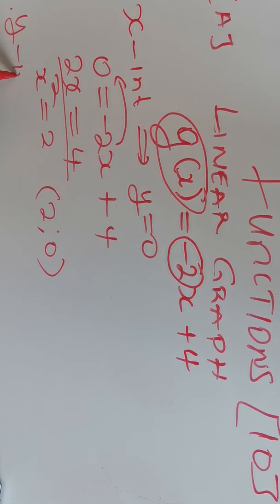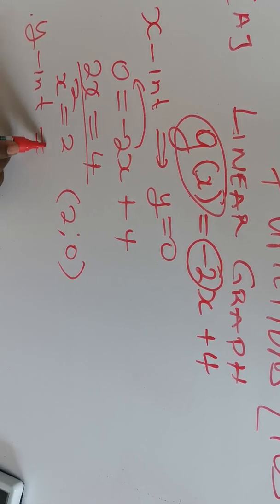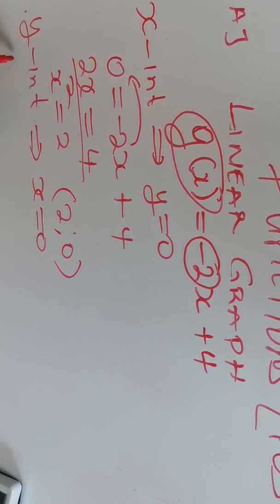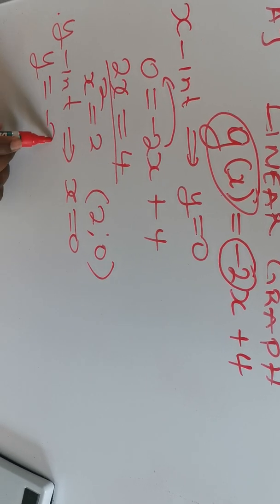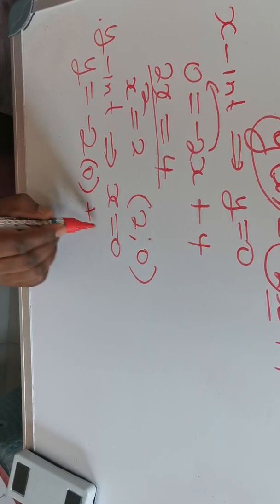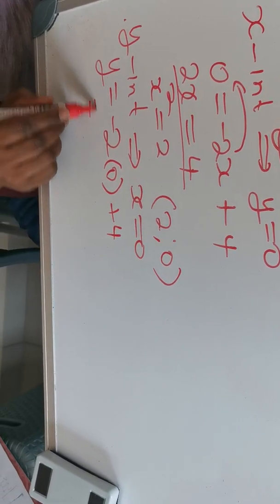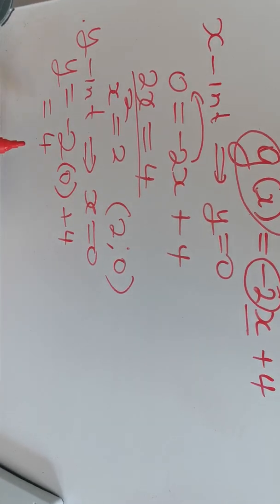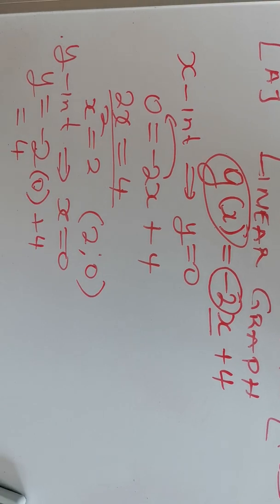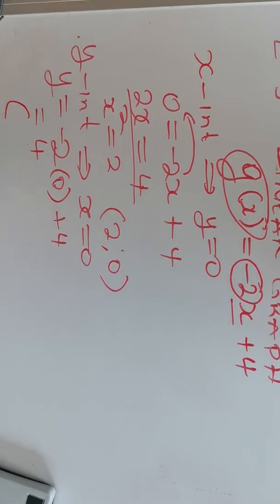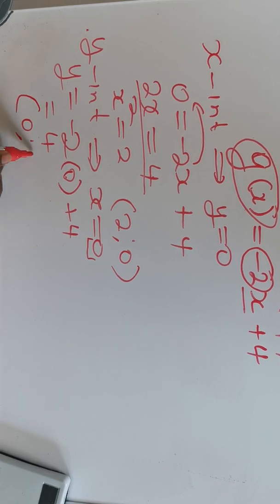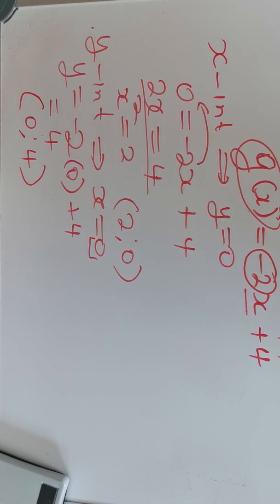Then for the y-intercept, what you would do is let x be 0. So which means where there is x, you put 0: negative 2 times 0 plus 4. So your final answer here will be positive 4, because negative 2 times 0 gives you 0, plus 4 gives you positive 4. In coordinate form, you start with your x, which is 0, and your y is positive 4.